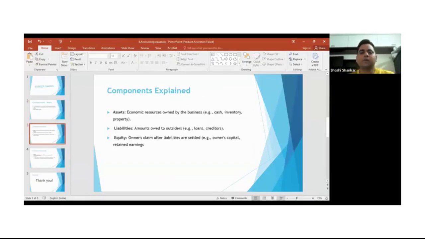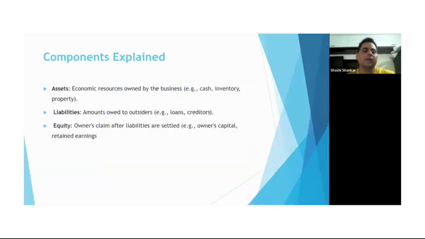Now moving to the components. Okay, so what are all those components? As I mentioned, asset, liabilities, and equities. Assets are the economic resources owned by the business. Okay, so it could be cash, inventory, property, land, building. These are part of assets. Liabilities are nothing but the creditors, loans. That means amounts owed to outsiders apart from the shareholders. That is known as liabilities.